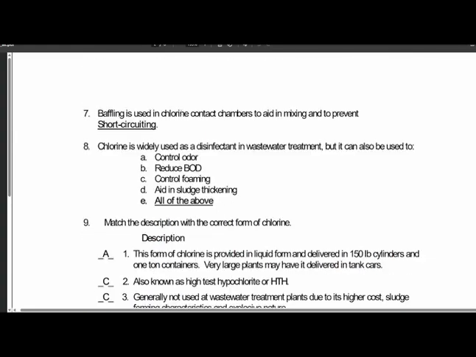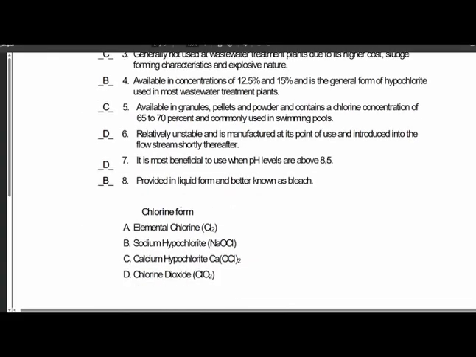Baffling is used in chlorine contact chambers to aid in mixing and prevent short circuiting. Chlorine is widely used as a disinfectant in wastewater treatment, but it can also be used to control odor, reduce the biochemical oxygen demand, or BOD, control foaming, and aid in sludge thickening.